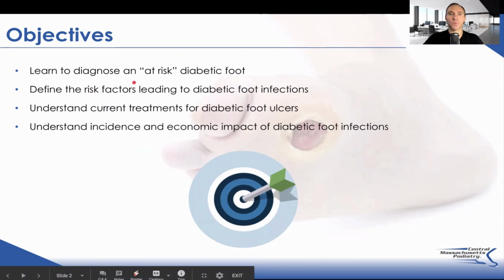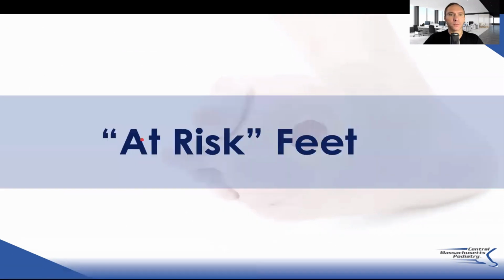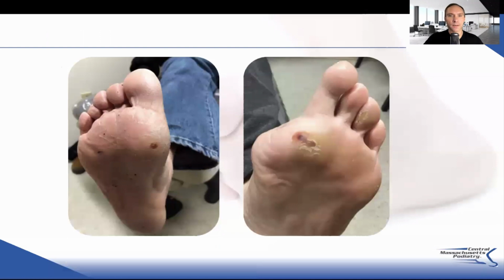We want to diagnose what an at-risk foot is, determine the risk factors leading to diabetic foot infections and ulcers, what the current treatments are for diabetic foot ulcers, and then understand the incidence and the economic impact of diabetic foot infections. First, I want to show you some of the at-risk diabetic feet that we see in our office. A lot of times these real-life examples are easier to see when you're seeing your patients to evaluate what you're looking for. So you see this picture on the left here.